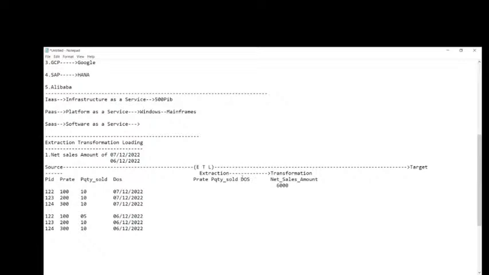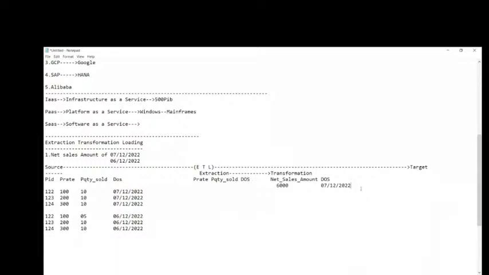Now, the date of sales is also required, so I'm adding one more column here, date of sales. The date of sales is 7/12/2022, so just paste it here. Now you can see you have found the net sales amount for the 7th of December 2022, which is 6000 rupees.